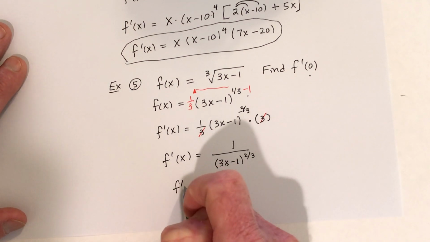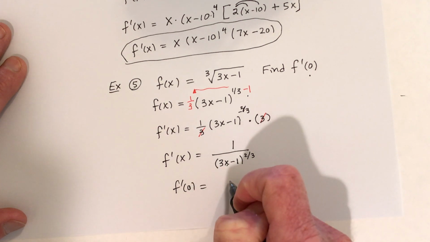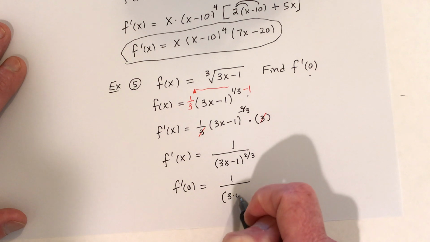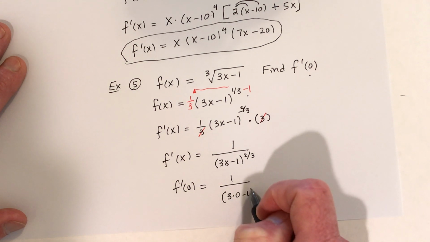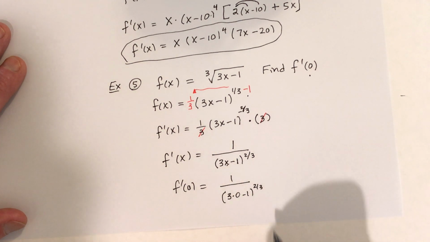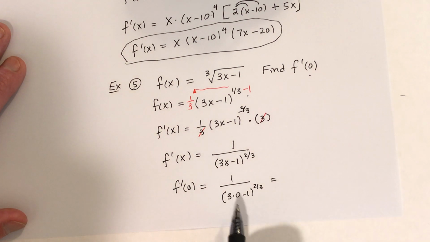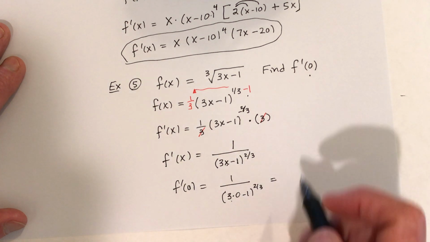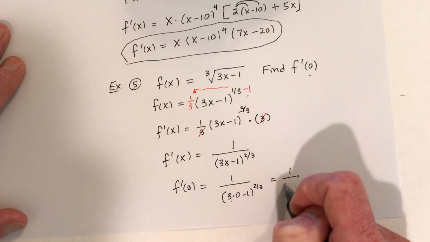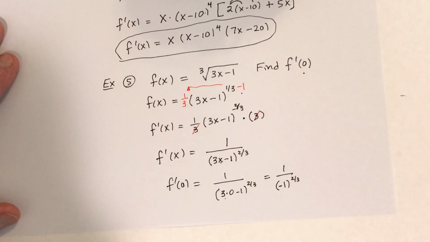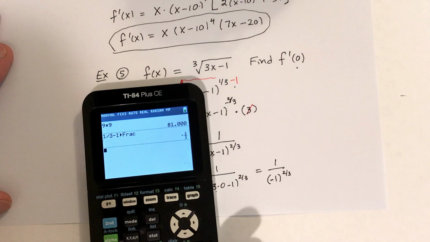So the derivative, when I plug in 0, will be 1 over 3 times 0 minus 1 to the 2/3 power. And so this is just 0. So really I need to know what is negative 1 raised to the 2/3. So it's really just 1 over a negative 1 to the 2/3. And let's see if the calculator can help us out with that one.